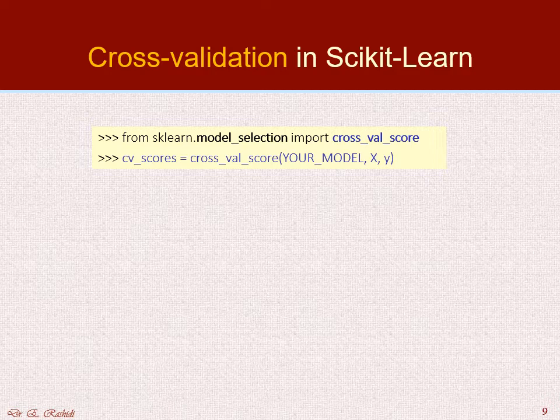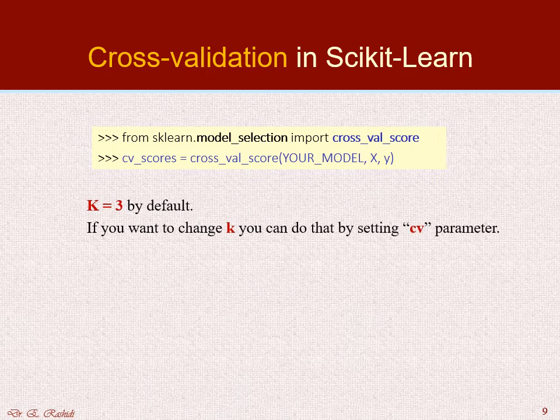For example, if you use a 5-fold cross-validation, this is going to give you 5 different evaluation scores based on different models that have been trained on different parts of data and tested on different parts of data. The default for the number of folds is 3. So if you want to change this, you have to set the cv parameter, which is the cross-validation parameter.